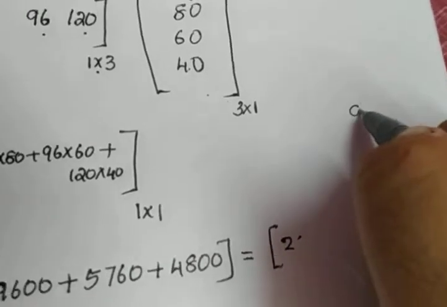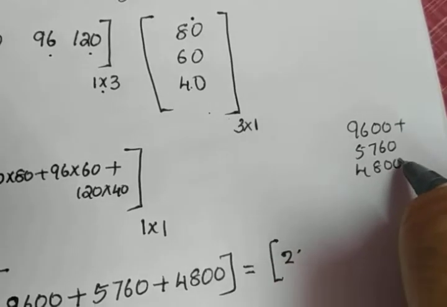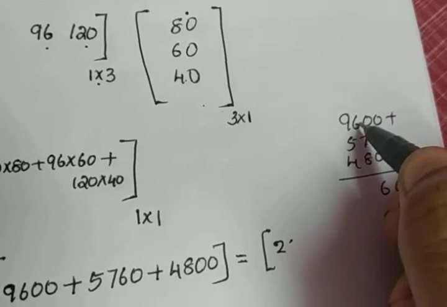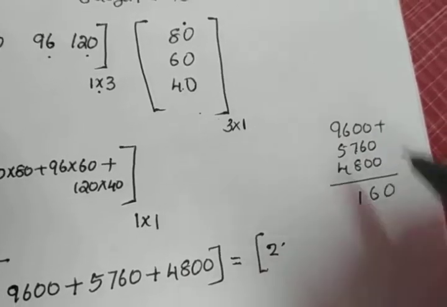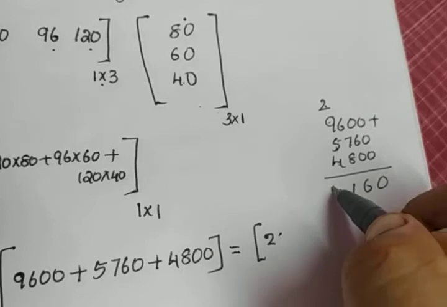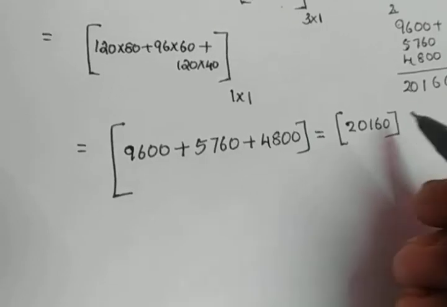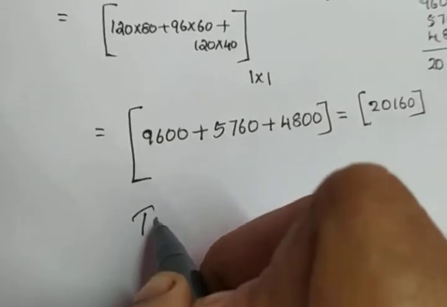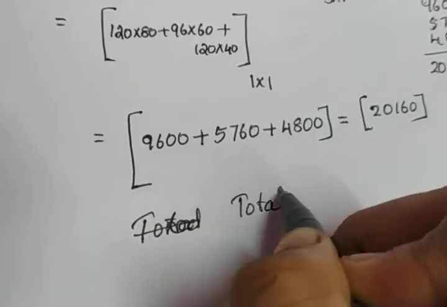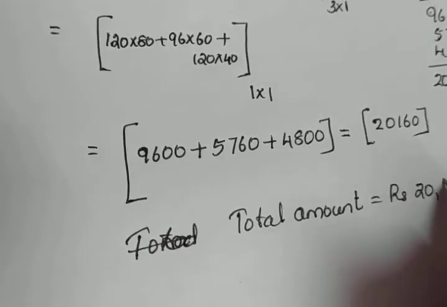We can add and find 9600 plus 5760 plus 4800. The sum is 0, 6, 8 plus 7, 15, 15 plus 6 gives you 21. Again 9 plus 2 is 11, 11 plus 5 is 16, 16 plus 4 is 20. So it is 20160. At last, don't put it as a matrix symbol. At last you have to write total amount. Total amount is equal to rupees 20,160.